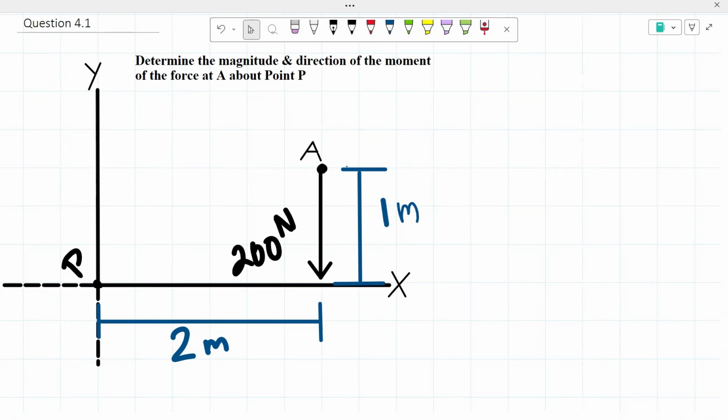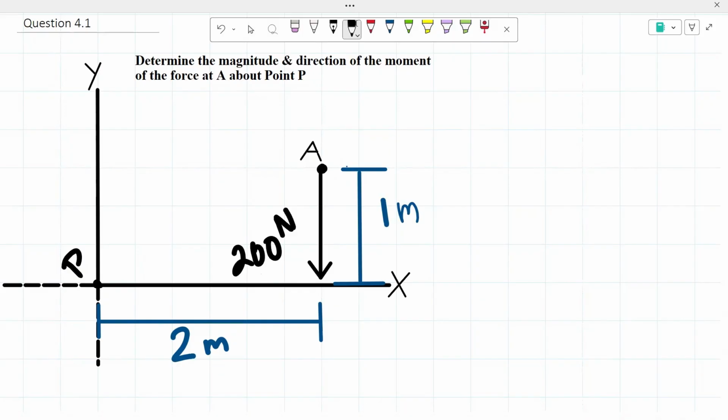Hello everyone, today we're going to be working on question 4.1, and this question is asking us to determine the magnitude and direction of the moment of the force at A about point P. So here we have our force at point A, which we know is equal to 200 newtons, and point P is right here. So we're going to determine the magnitude and the direction of that moment.